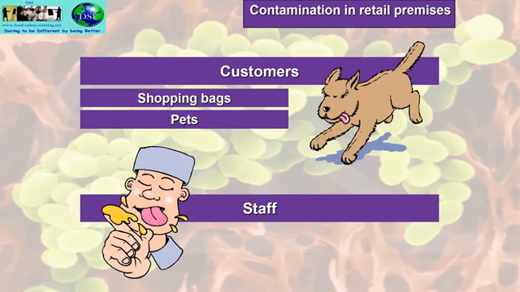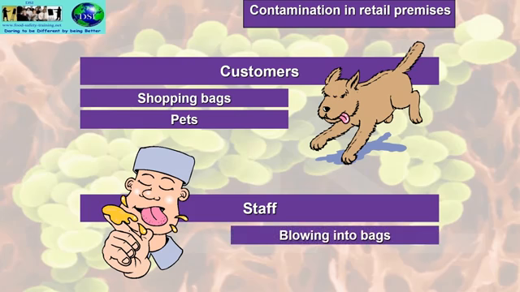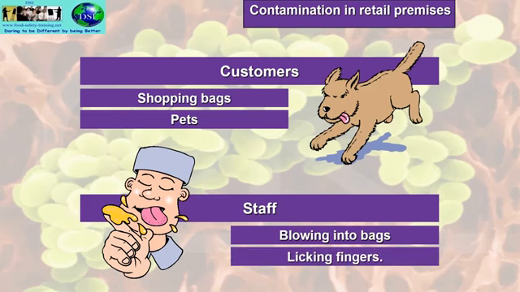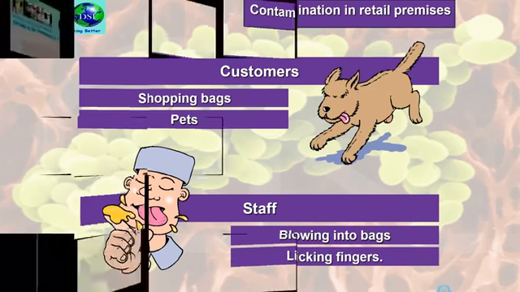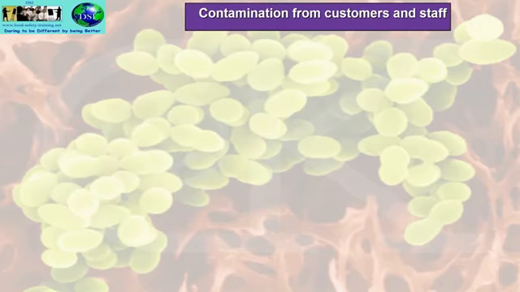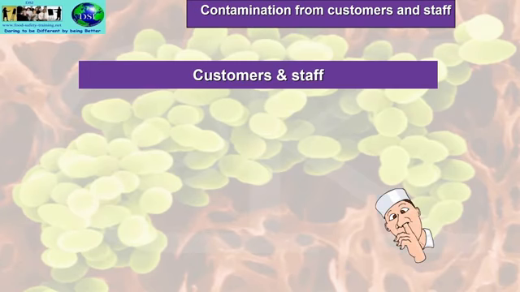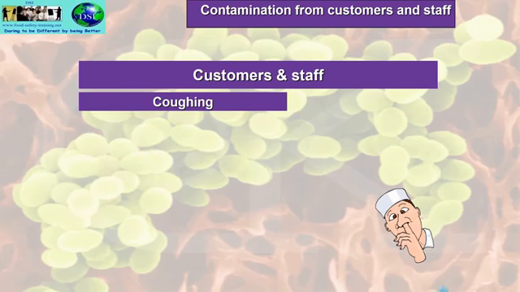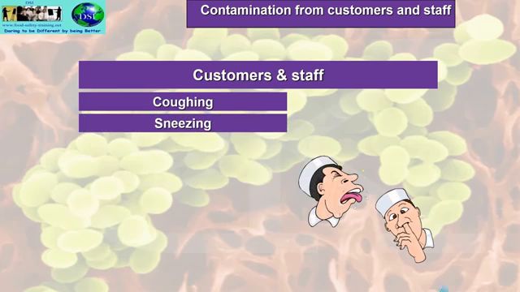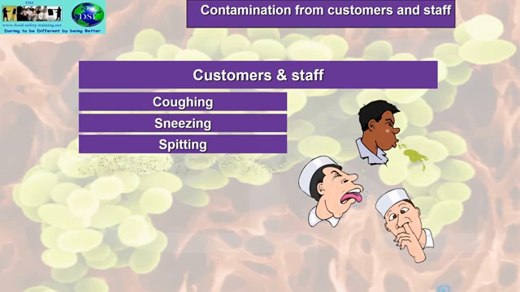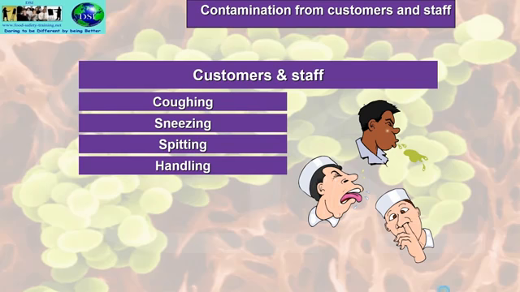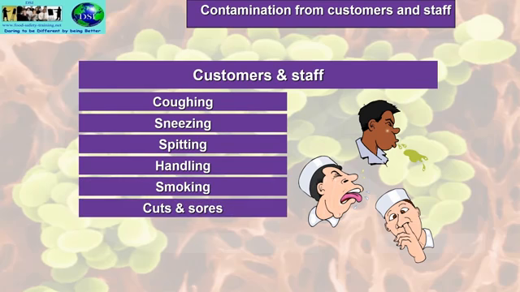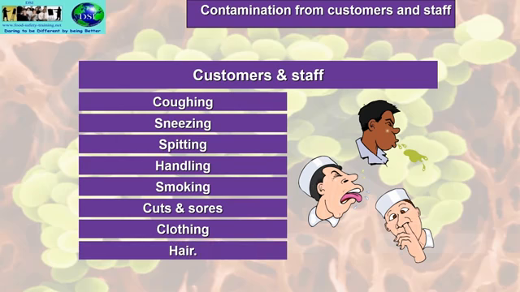The other one is staff. Obviously staff with poor hygiene practices can cause infection and contamination. Blowing into bags, for example. Licking fingers. Contamination from customers and staff: coughing, sneezing, spitting, handling food, smoking, cuts and sores, clothing and hair.